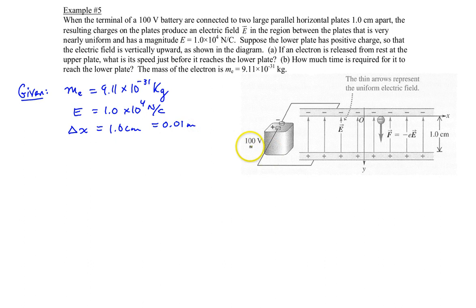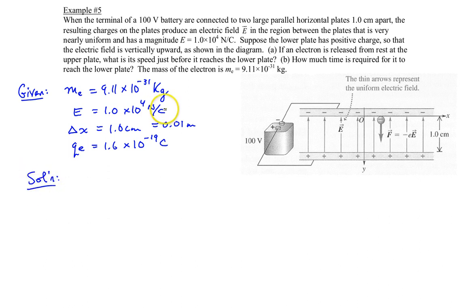We have the voltage, but actually we really don't need that. We'll put that down. We also need to know the charge of an electron. That's 1.6 times 10 to the power negative 19 coulombs. Okay, so let's go about solving this and thinking our way through it.